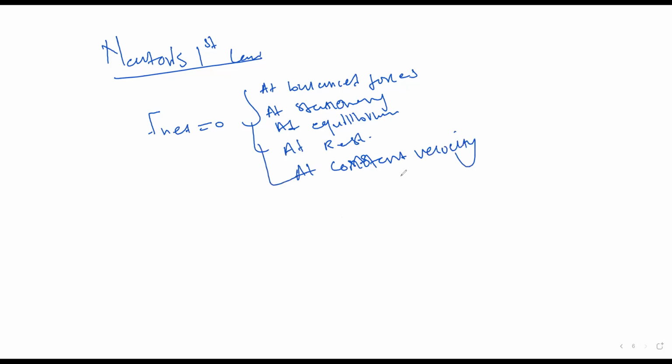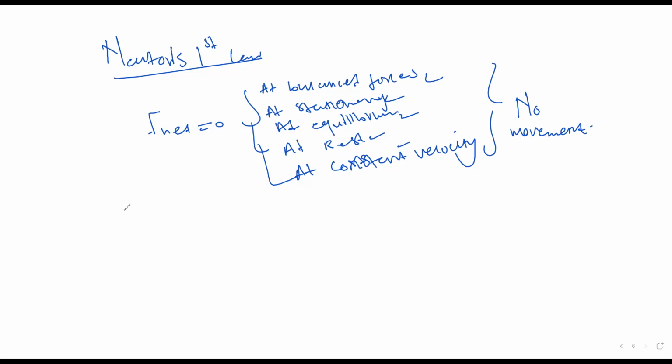You see, so in these conditions, F net is equal to 0. And if F net is equal to 0, there is something called no movement, meaning the objects are not going anywhere. There is no movement between the objects.